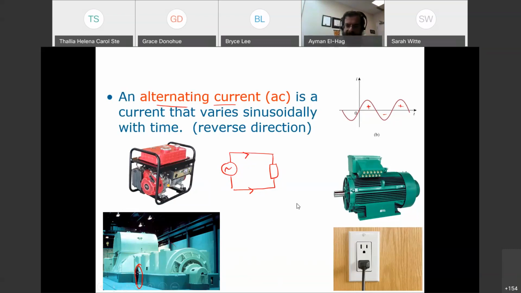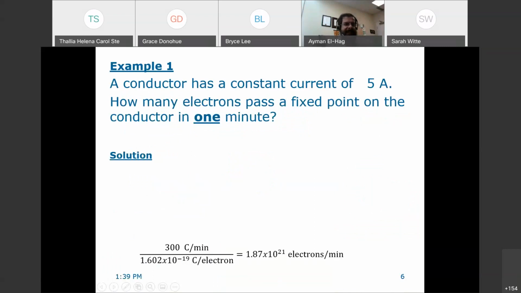Let's move on. Here it says that a conductor has a constant current of 5 amps. So there is a conductor here, and in this conductor there are 5 amps, or 5 coulombs per second. So 5 coulombs pass through this conductor every second.